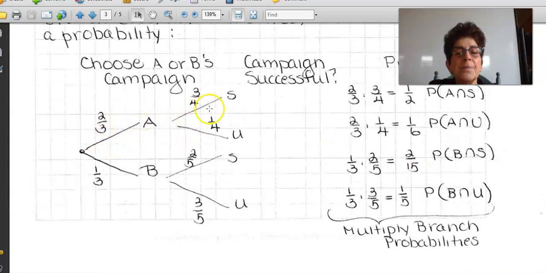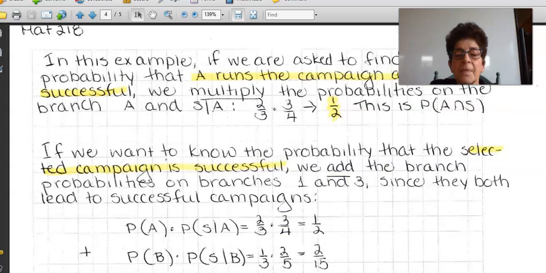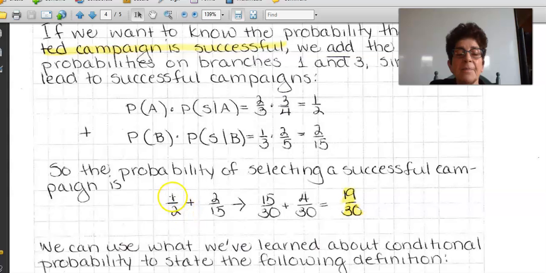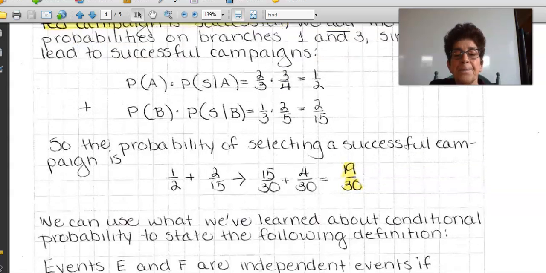Well, that could either be a successful campaign run by A, the probability of that is 1/2, or a successful campaign run by B. That probability is 2/15. And you can see here the probability of a successful campaign is that it was run by A or run by B. Again, these are mutually exclusive because we have 2 different people running the campaigns. So there's a 19 out of 30 chance, which is pretty good. It's more than half of selecting a successful campaign.